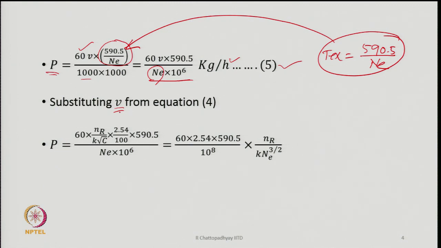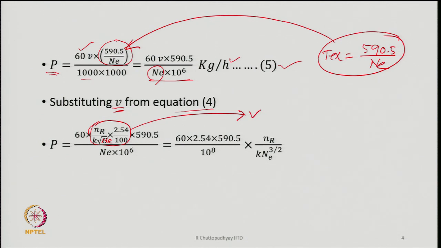What we are doing here is substituting V from equation 4. In equation 4, the value of V was stated, and that is what we are bringing here now. So this part is actually V, where NR by K, this should not be NC, this is NE, into 2.54 by 100 into 590.5 divided by NE into 10 to the power 6. So this whole thing is basically V.